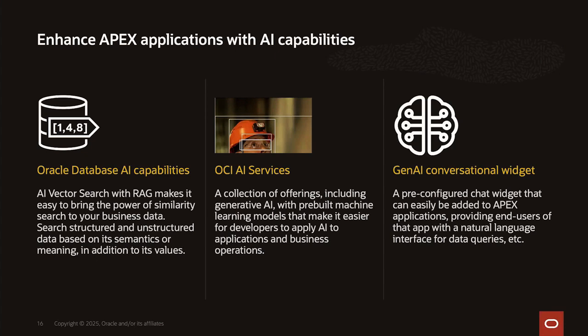Then there's OCI AI services, which are pre-built tools like translation, document summarization, or image recognition. These can be plugged into Apex apps without needing any AI expertise. And if you wanted to add a conversational interface, there's a Gen AI widget you can drag into your app. And this allows users to ask questions in plain language, and the app will respond using helpful answers about the data or processes.